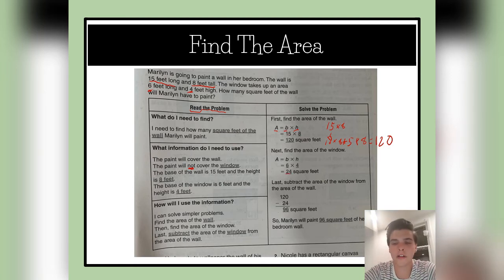So the final part of this problem is subtracting the area of the window from the area of the wall. So they take 120, right? That was the area of the wall. And then 24, the area of the window. And they take that away from 120, right? Because if you're painting your wall, you're not going to paint the window. So you need to take that out of the equation. So the final number is 96 square feet. So Marilyn will paint 96 square feet of her bedroom wall.